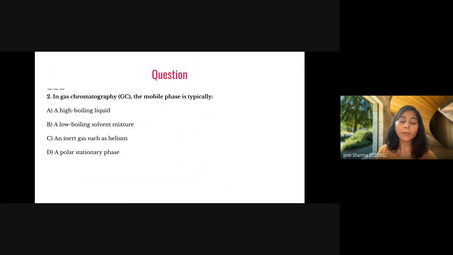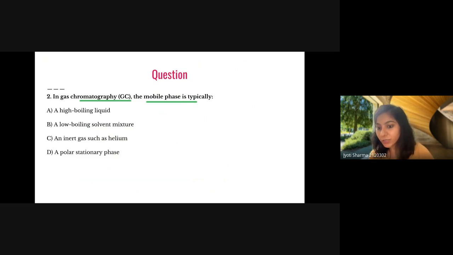In gas chromatography, the mobile phase is typically what? A high boiling liquid, a low boiling solvent mixture, inert gas such as helium, or a polar stationary phase. Pradeep is very fast. Venkateshwara also. Both gave me answer C, and I also agree with answer C. That is helium. Priscilla also gave me C.